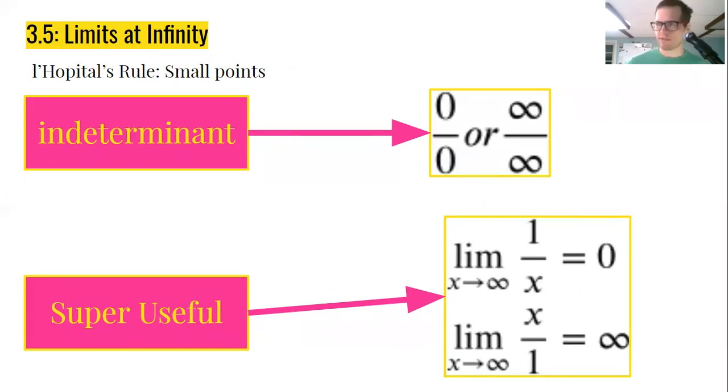By the way, these two bottom things are particularly useful for a lot of different things. Just knowing that the limit of 1 over x as x approaches infinity is 0. Nothing else. It is 0. And the limit of x over 1 as x approaches infinity is infinity.